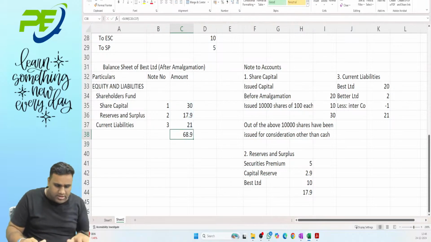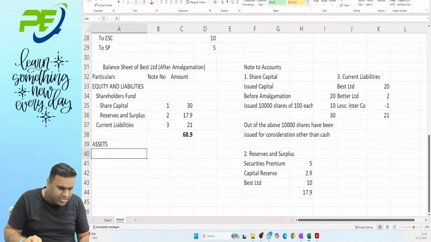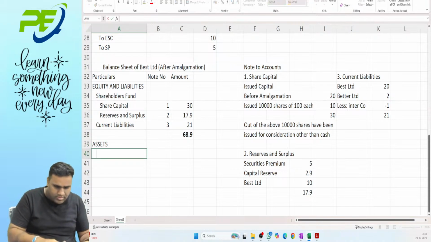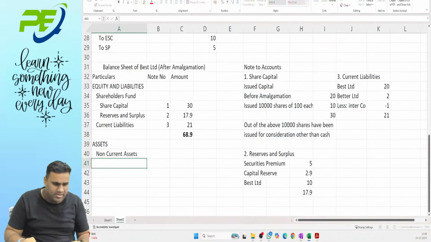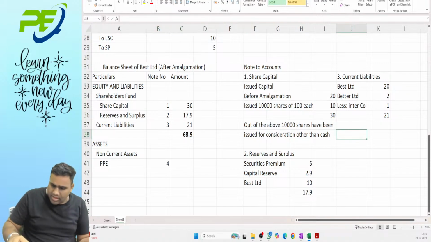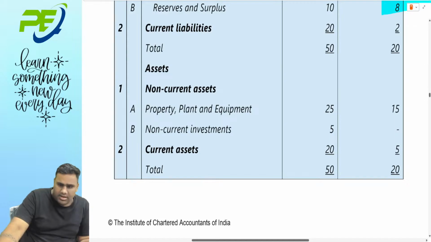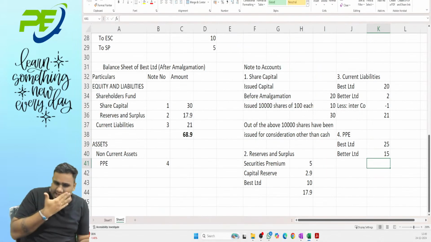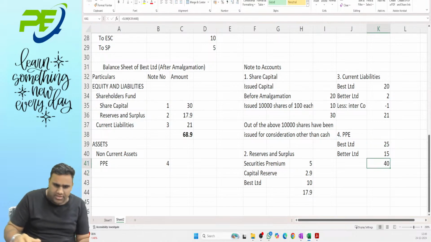So liability side done. Next, assets. Under non-current assets, property, plant and equipment. Note number 4. So note number 4, property, plant and equipment. Same, Best Limited, Better Limited, 25 and 15. Any adjustments you have done here? Everyone, can I continue then? So the total is 40.